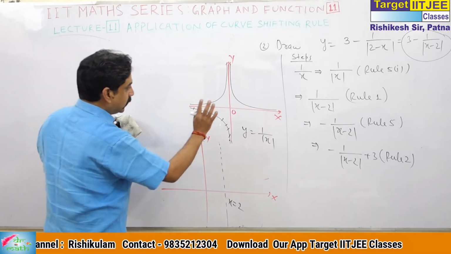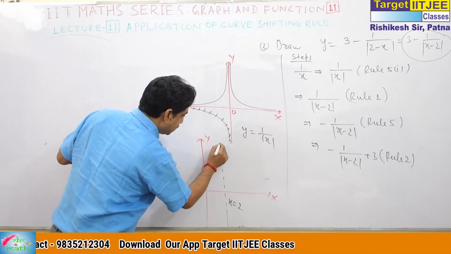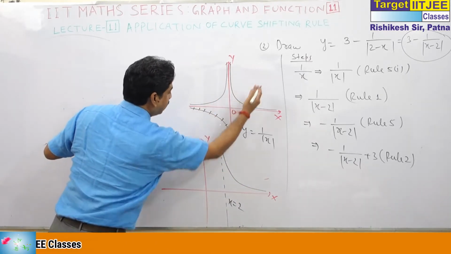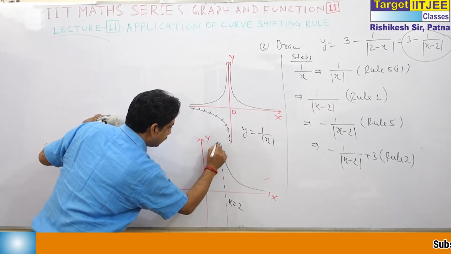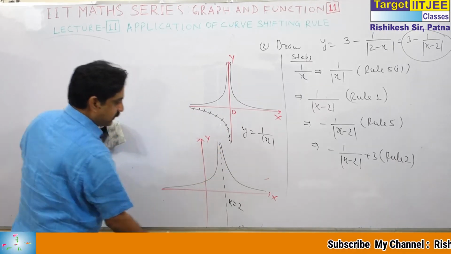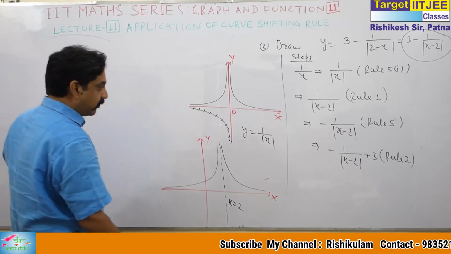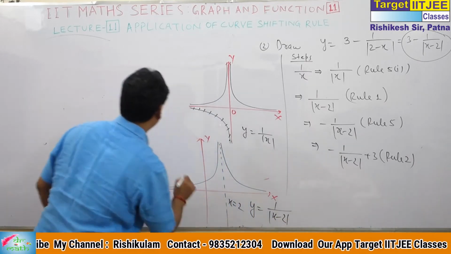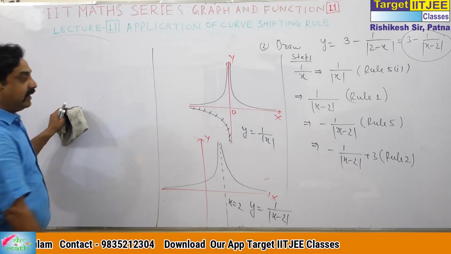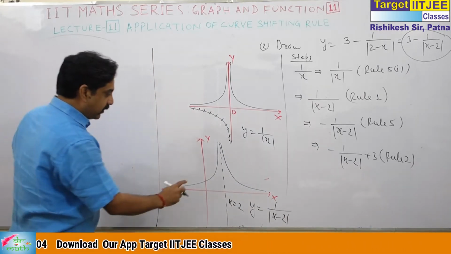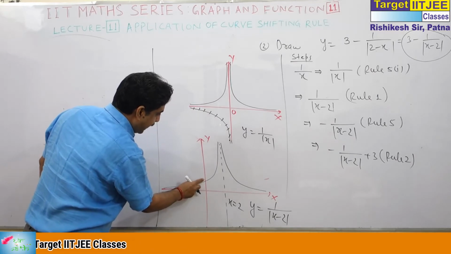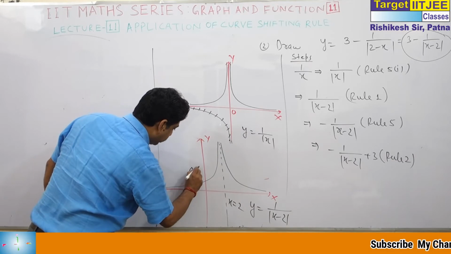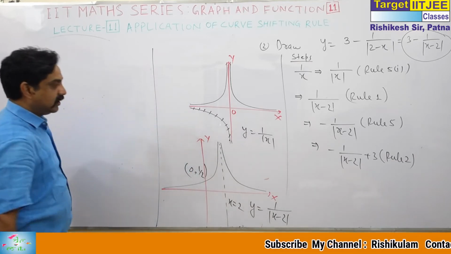Now we have to shift 2 units, so it will shift like this. And when this shifts 2 units, it will be like this. This is the graph of y is equal to 1 by modulus of x minus 2. And I have suggested, whenever you draw a graph, you must write this point: x is equal to 0, y is equal to 1 by 2, a positive value due to the modulus. So (0, 1/2).